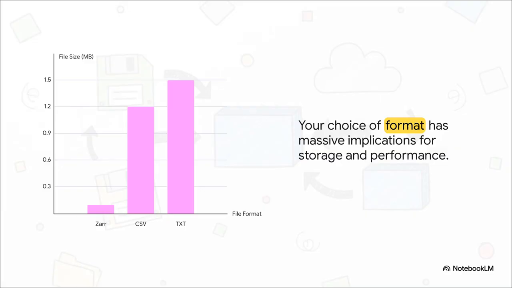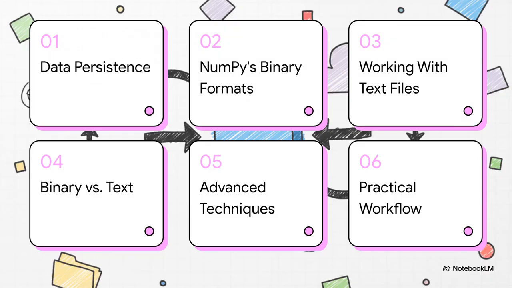And wow, this chart right here, it tells the whole story. For the exact same data, just look at the insane difference in file size. Your standard text files like CSV or TXT are absolutely massive. They completely dwarf a more optimized binary format like Zarr. We're not talking a little bit bigger here. We are talking orders of magnitude. This just goes to show that your choice of format can have a huge impact on everything from storage space to performance.